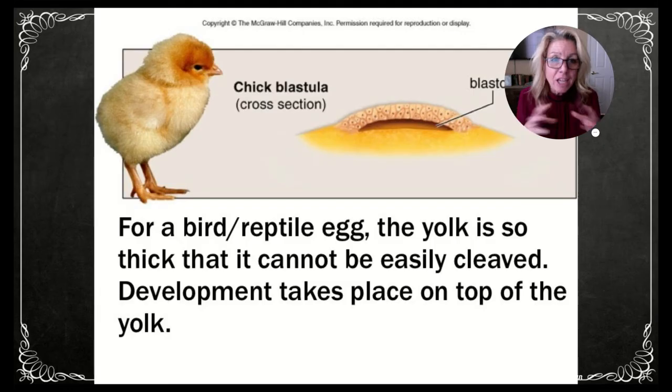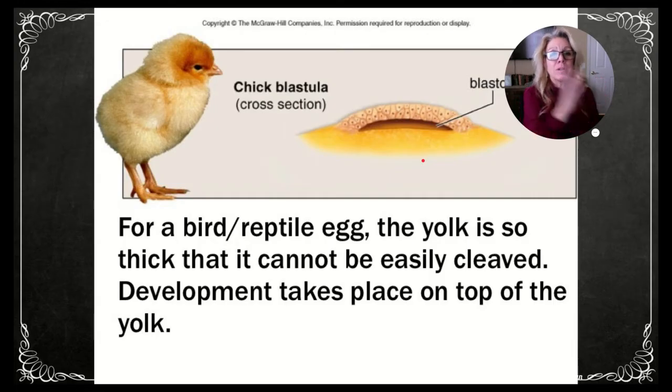Cracking open an egg and you see all that yolk, that is not actually the egg. That is the food for the developing chicken. There's a small little tiny disc that you can see on top of the yolk. That's the actual egg, the zygote that's going to develop into that baby chick. So they have so much yolk.